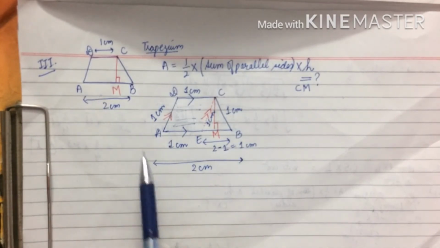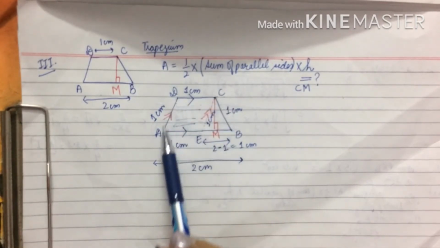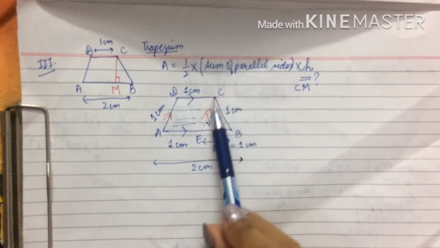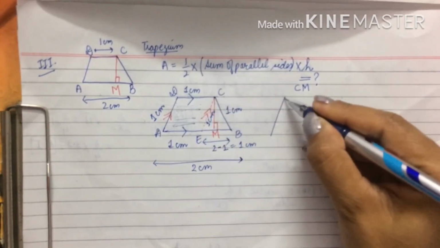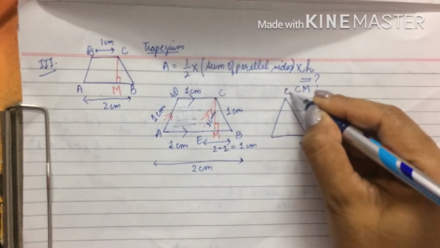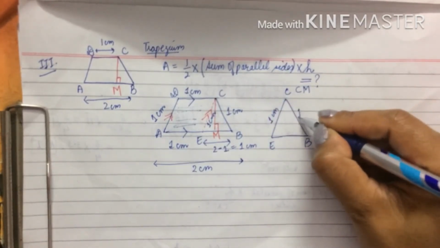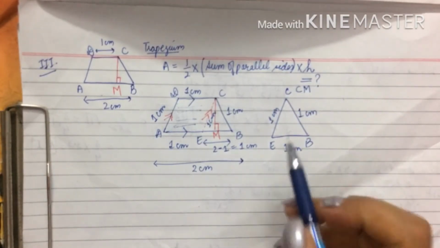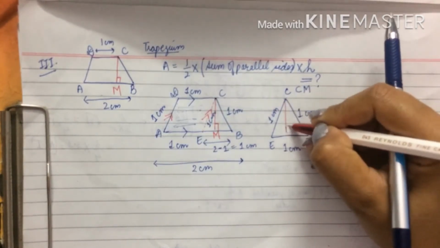Once I've divided the trapezium into 2 parts, a parallelogram and a triangle, with the help of the parallelogram I'm able to find out this side for this triangle. I'll be working with this triangle using Heron's formula. So let's draw the triangle separately, CEB. This is 1 centimeter. This is 1 centimeter. The base is also 1 centimeter. Now I need to find out the area of this triangle so that I can find out the height CM.